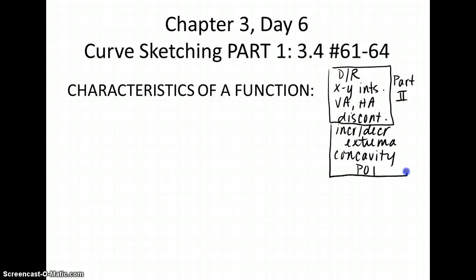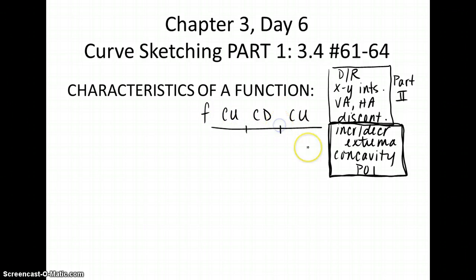For numbers 61 to 64, let's look at what the first and second derivatives tell us about the function, and therefore what the function tells us about the first and second derivatives. So we looked at this briefly in class, and we said, looking at a graph of a function, we can determine intervals of concavity, so where the function is concave up and concave down. And that's just very simply looking for an upward facing parabola or a downward facing parabola.